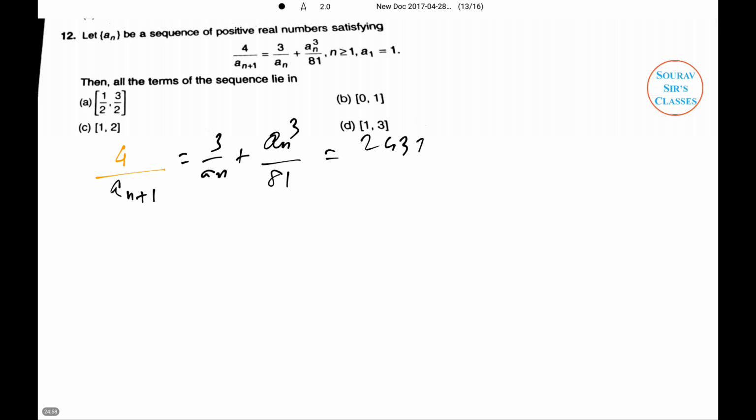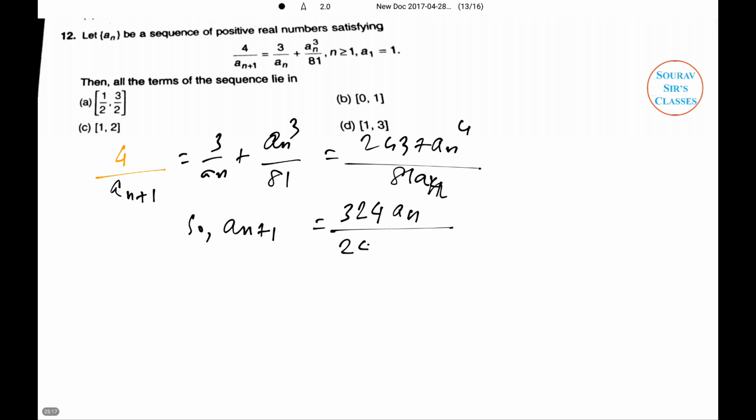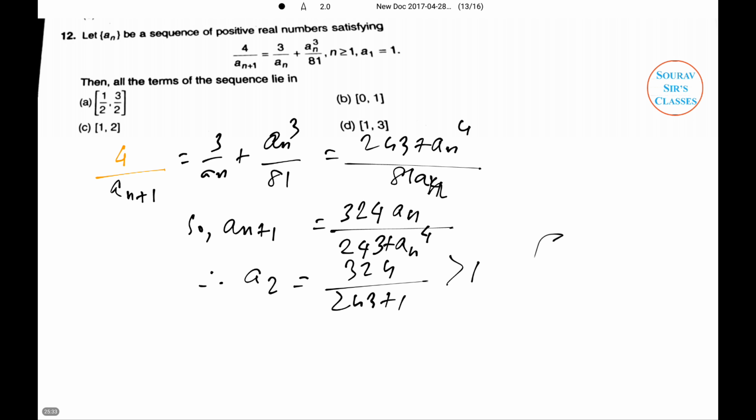After adding one, an is the answer. So an plus 1 equal to 324 an over 3 an to the power 4. Putting n equal to 1, a2 will be 324 over 243 plus 1, which is obviously greater than 1, as a1 equal to 1.